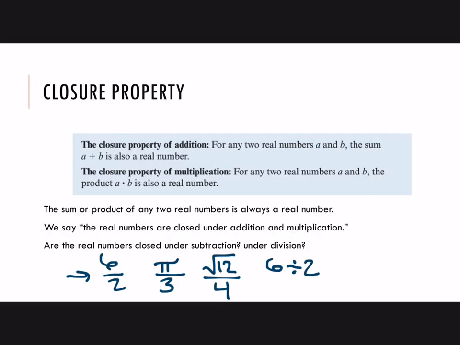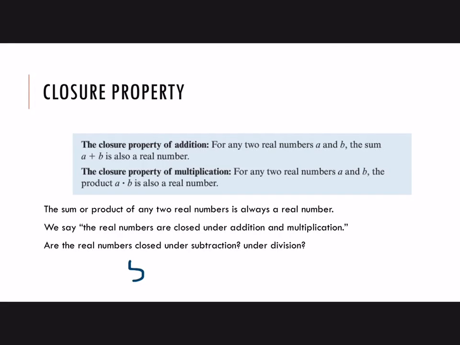and there actually is one counterexample. So the real numbers are not closed under division, and maybe you've thought of this already, but what about something like 5 divided by 0? Well, that's not real. So what we've done is we've taken two real numbers, 5 and 0, we've divided them. Our answer is not real, so that means that this set is not closed under division.